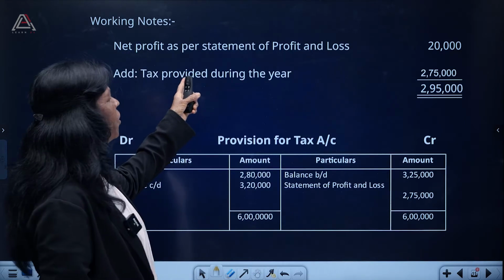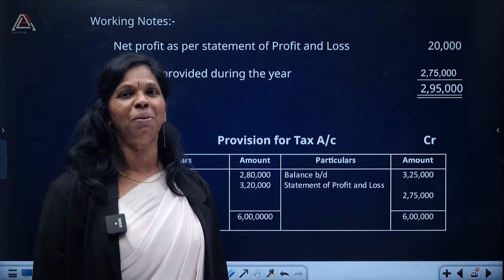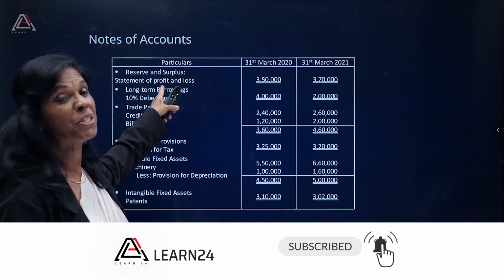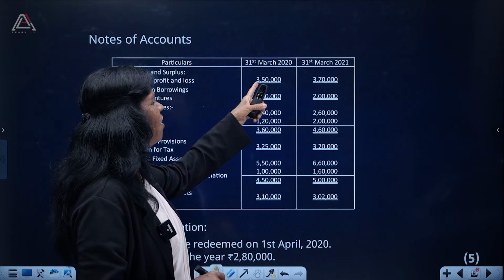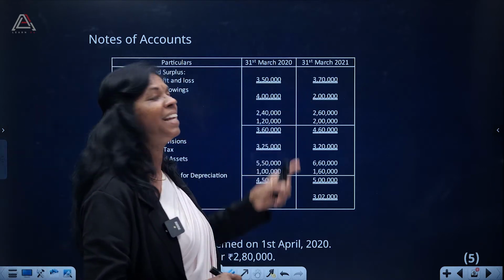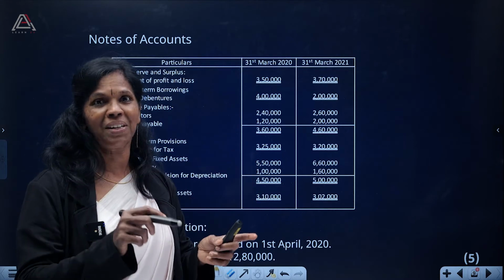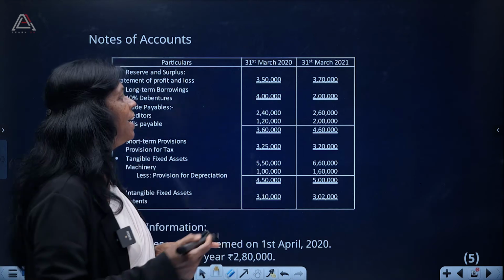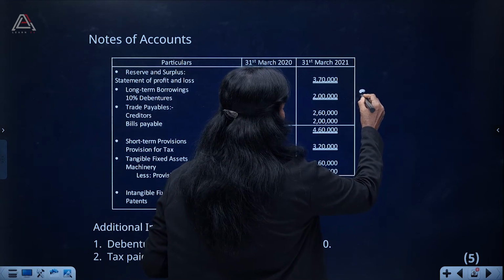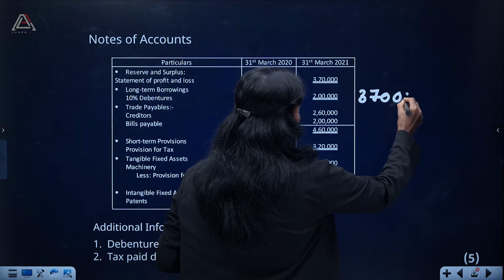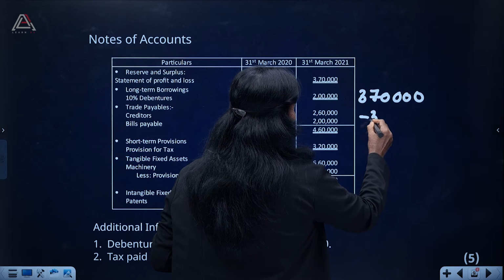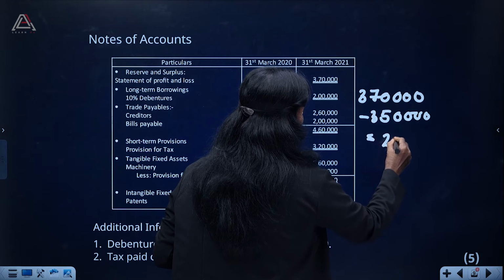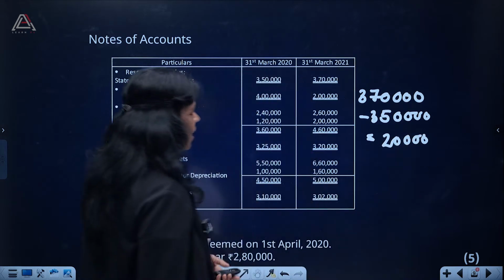See, net profit as per statement of profit and loss account is 20,000. How did we get that 20,000? See, under reserves and surplus, statement of profit and loss account, the first year is 3,50,000 and the second year is 3,70,000. That difference, 3,70,000 minus 3,50,000, is 20,000. This is the first item in the working note.